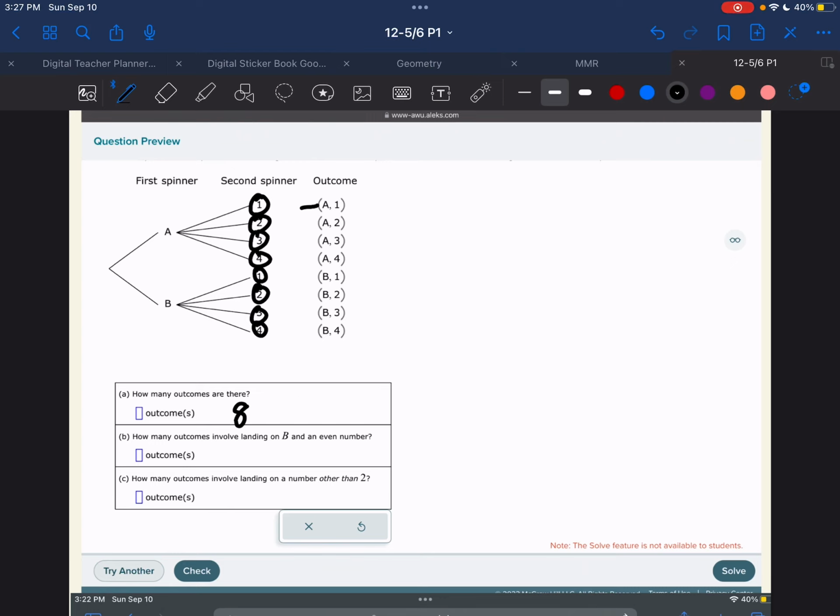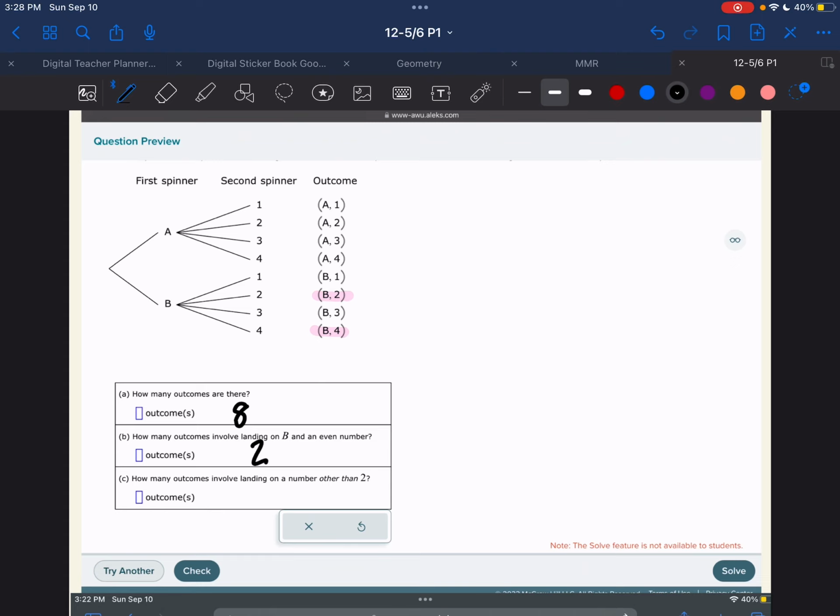The next one is how many, I need an eraser, not that. How many outcomes involve landing on B and an even number? So I'm looking for B with an even number, which I have B with 2, so that's even, and B with 4, which is even. So there are 2 options here.